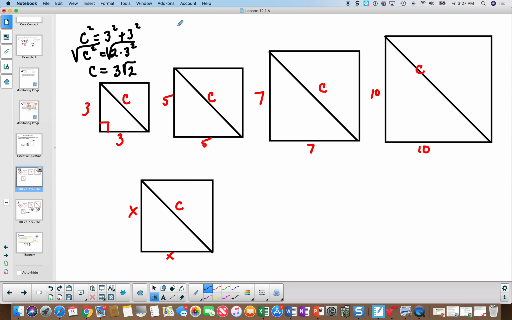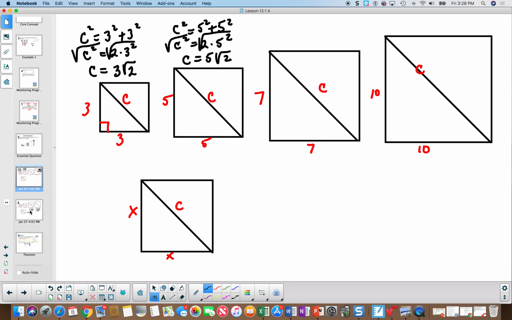Now let's do it again. C squared is equal to 5 squared plus 5 squared. So c squared will be equal, there's 2 of these, so 2 times 5 squared. I'm not going to make this 25 because I'm going to take the square root of both sides, and then we're going to get c is equal to, now this is a perfect square that can come out, 5 root 2. So this is kind of interesting. The hypotenuse here was 3 root 2. Here it is 5 root 2. So what can we assume about this c, and this c?